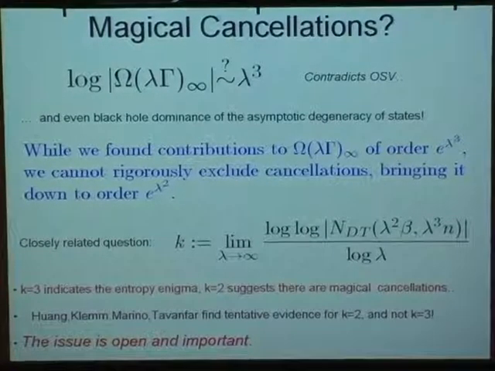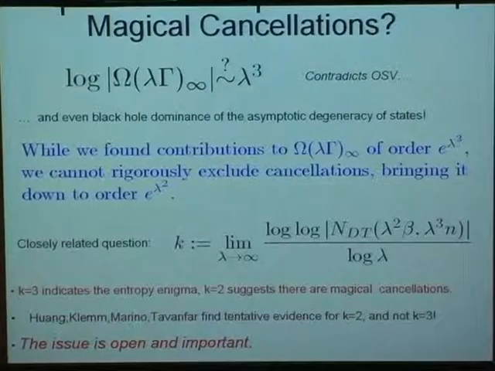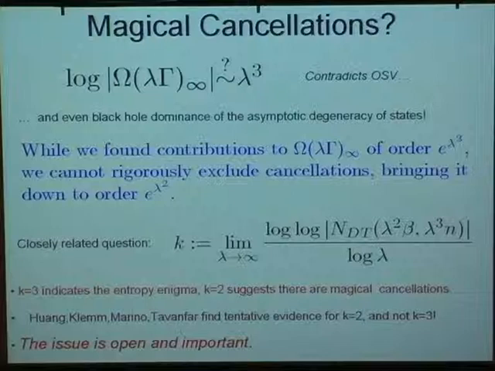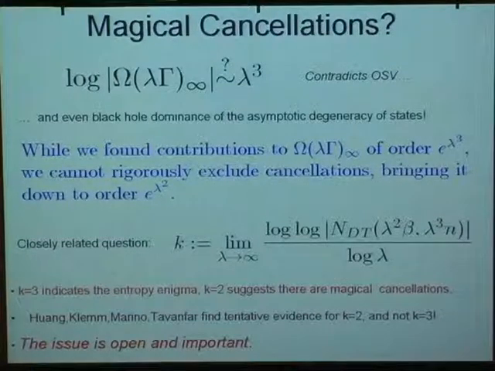We did reformulate that question. It's not an equivalence, but it's a moral equivalence, in terms of a very precisely formulated mathematical question about the asymptotics of Donaldson-Thomas invariants. So we defined a critical exponent k by this formula here, and if k equals 3, that indicates that there is indeed the entropy enigma, and if k equals 2, that suggests that there are magical cancellations between these e to the lambda cubed states, bringing the index down to e to the lambda squared.